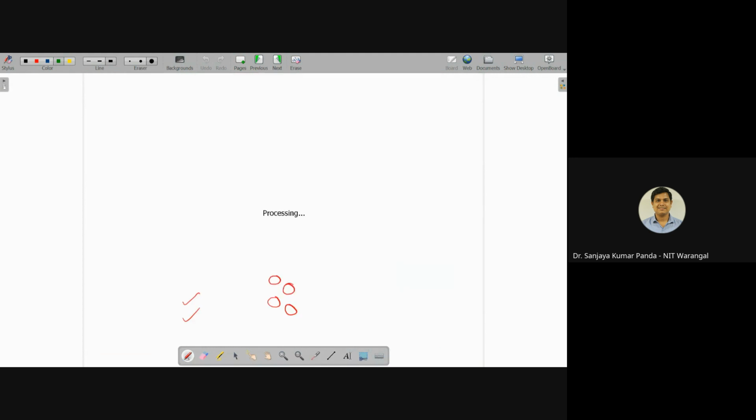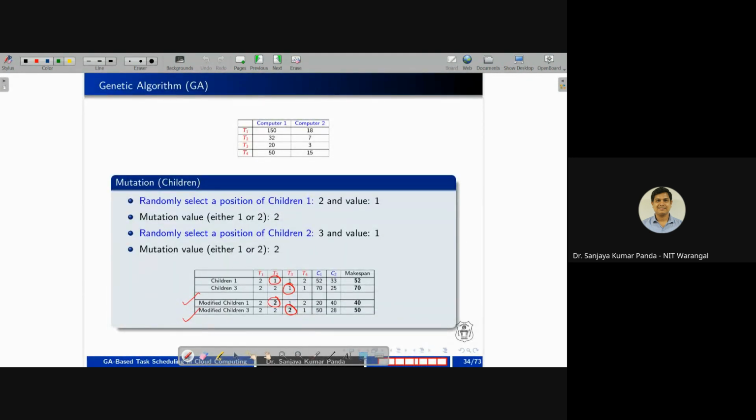Like you can see, in this case, I have generated a random number between 1 to 4. Let's say my random number is coming 2. So I am selecting this particular position. Then in this position, the possibility is that either you can go for 1 or you can go for 2. So I am again generating a random number between 1 to 2. Let's say I am getting the random number 2. So I am replacing this particular 1 by 2. Okay, there is no specific criteria. But I'll tell you in a subsequent slide how many mutations you can do and how many crossovers you can do.